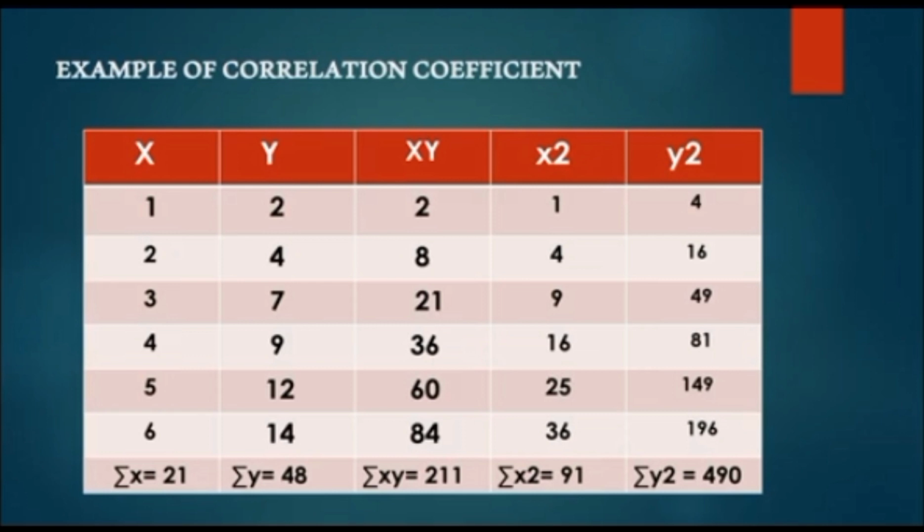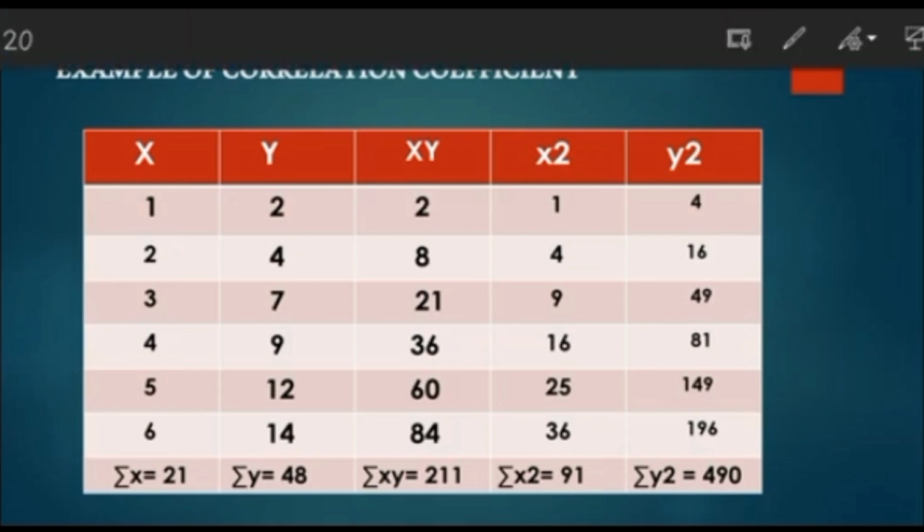So, now for x squared. 1 squared equals 1, 2 squared equals 4, 3 squared equals 9, 4 squared equals 16, 5 squared equals 25, and 6 squared equals 36. Adding them, the sum of x squared equals 91.